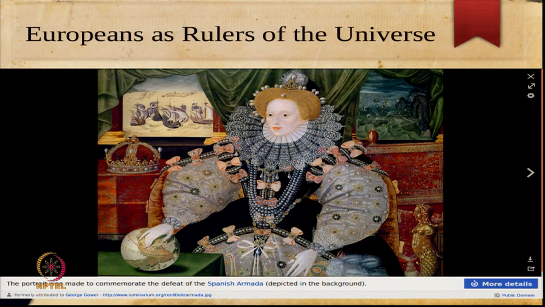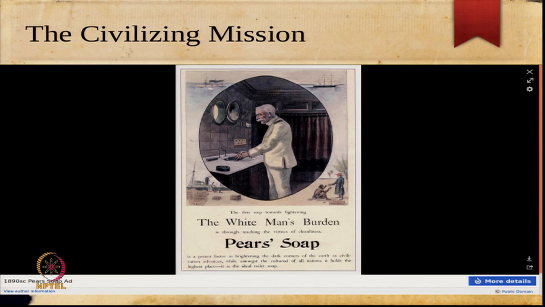So this is the idea that the European rulers rule the universe, and that they are the rightful rulers of the universe. The civilizing mission was also cocooned within this idea of the white man's burden, that it is ordained, it is a very tough job for the white man. The white man is not doing it voluntarily. They are doing it because it is some kind of a mission.